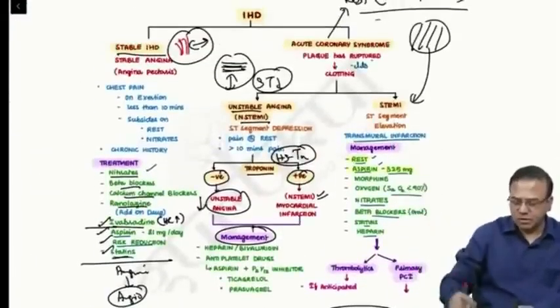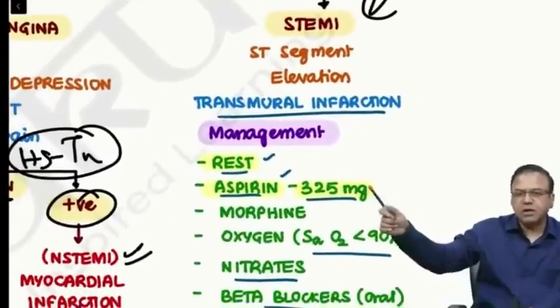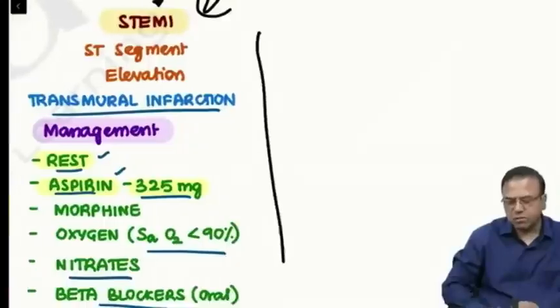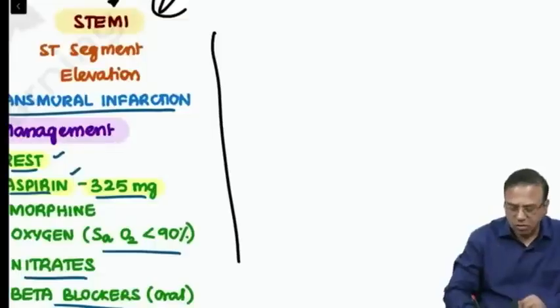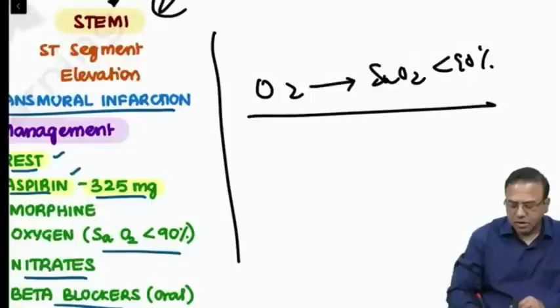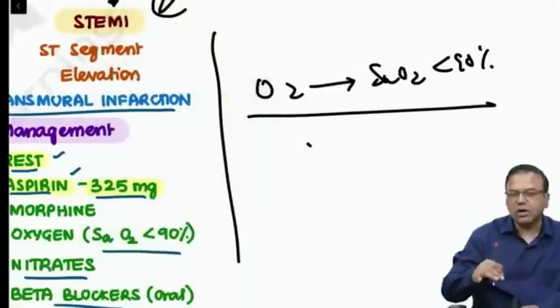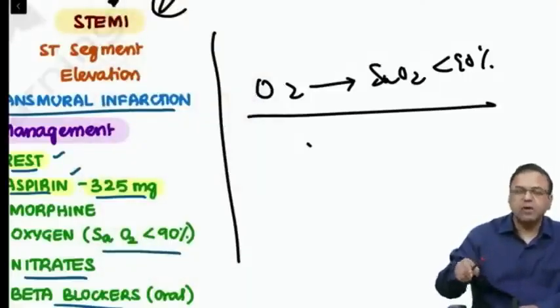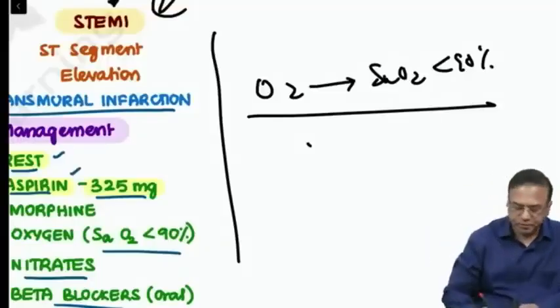If a patient comes with STEMI, the management is immediately rest. Remember in general one important concept, they'll test in the exam. In general ischemic heart disease, don't give oxygen to everybody. Oxygen is now recommended only if saturation is below 90%. For any patient coming to the hospital with chest pain, we used to earlier give oxygen. Now they're telling free radical injury will occur. So don't give oxygen to everybody. Give oxygen only when saturation is below 90%.